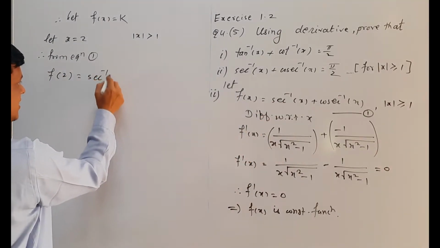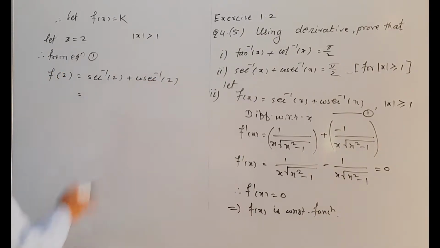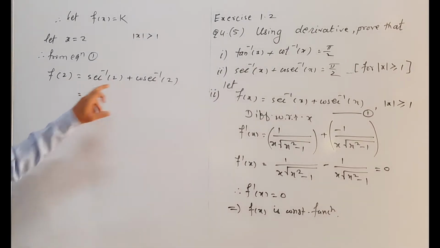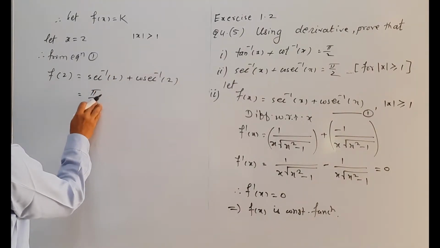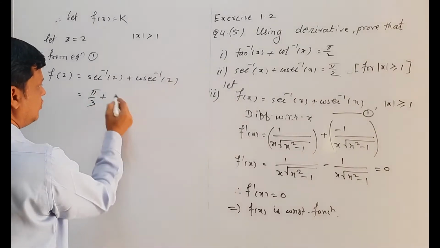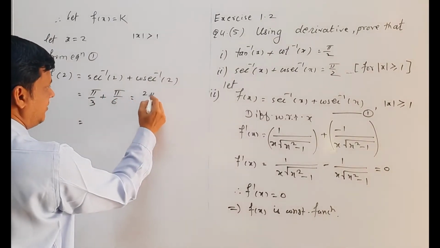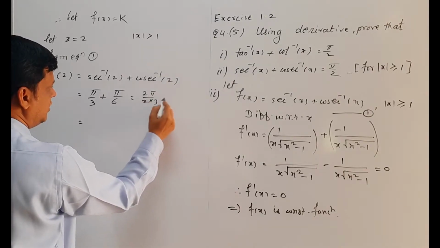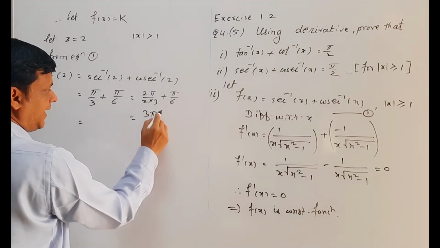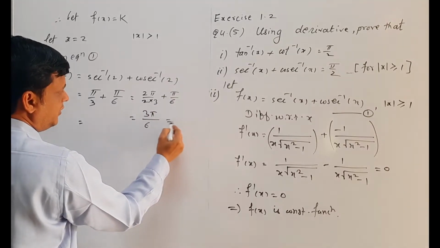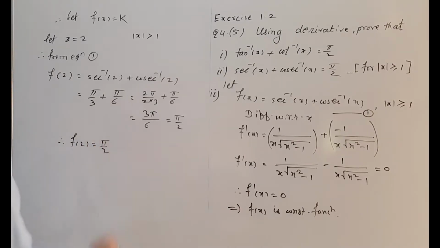So we get here sec inverse of 2 plus cosec inverse of 2, and we know that sec pi by 3 is 2. So we write sec inverse of 2 as pi by 3 and cosec inverse of 2 as pi by 6. So if we make the base the same, for that we have to multiply and divide by 2 here. So we write 2 into pi by 6 plus pi by 6. So we get 2 pi plus pi, that is 3 pi, over 2 into 3, 6. So the base is the same. So we write this as pi by 2. Therefore, f of 2 is equal to pi by 2.